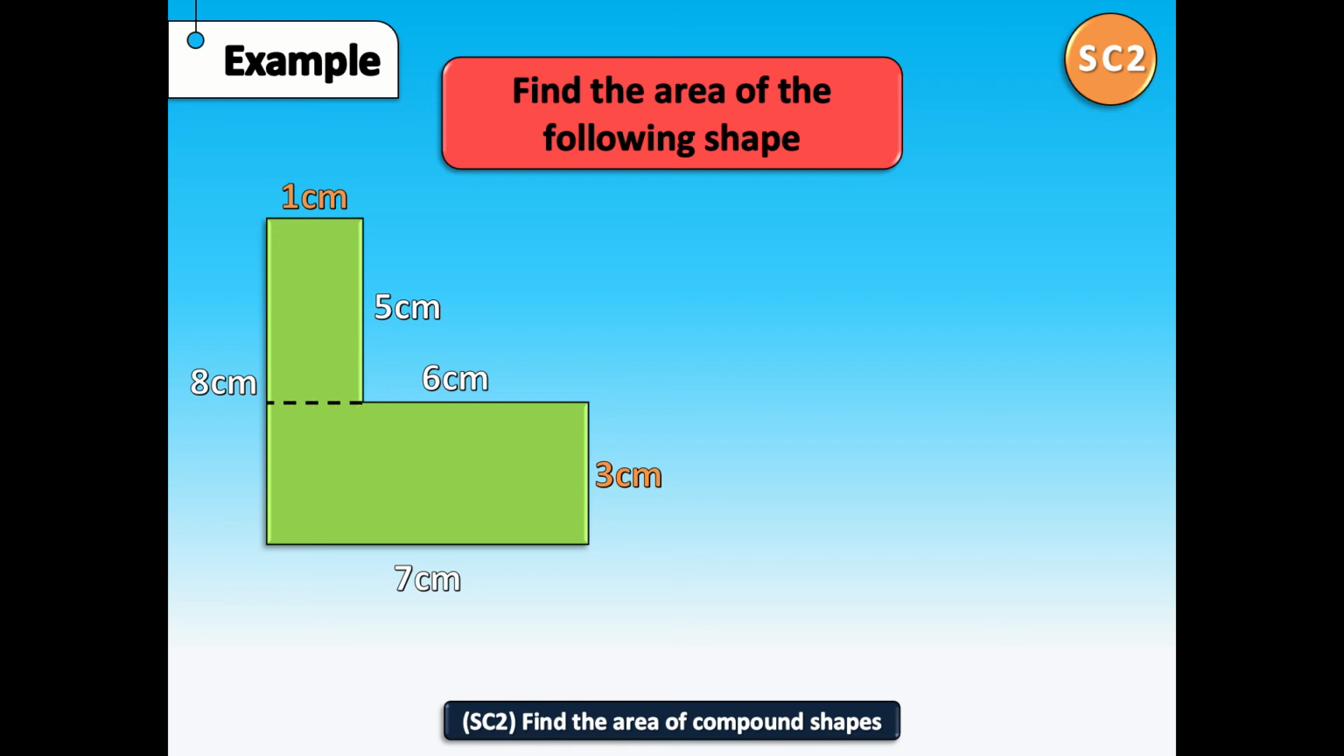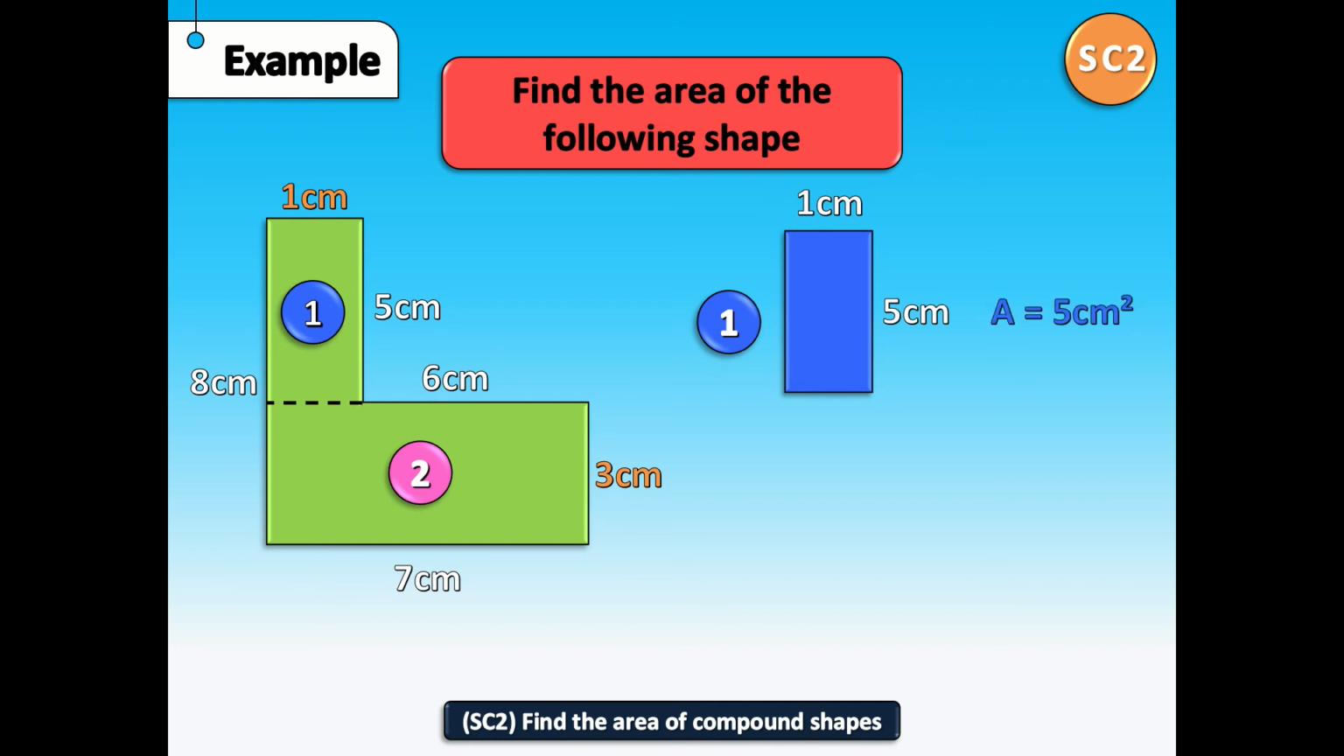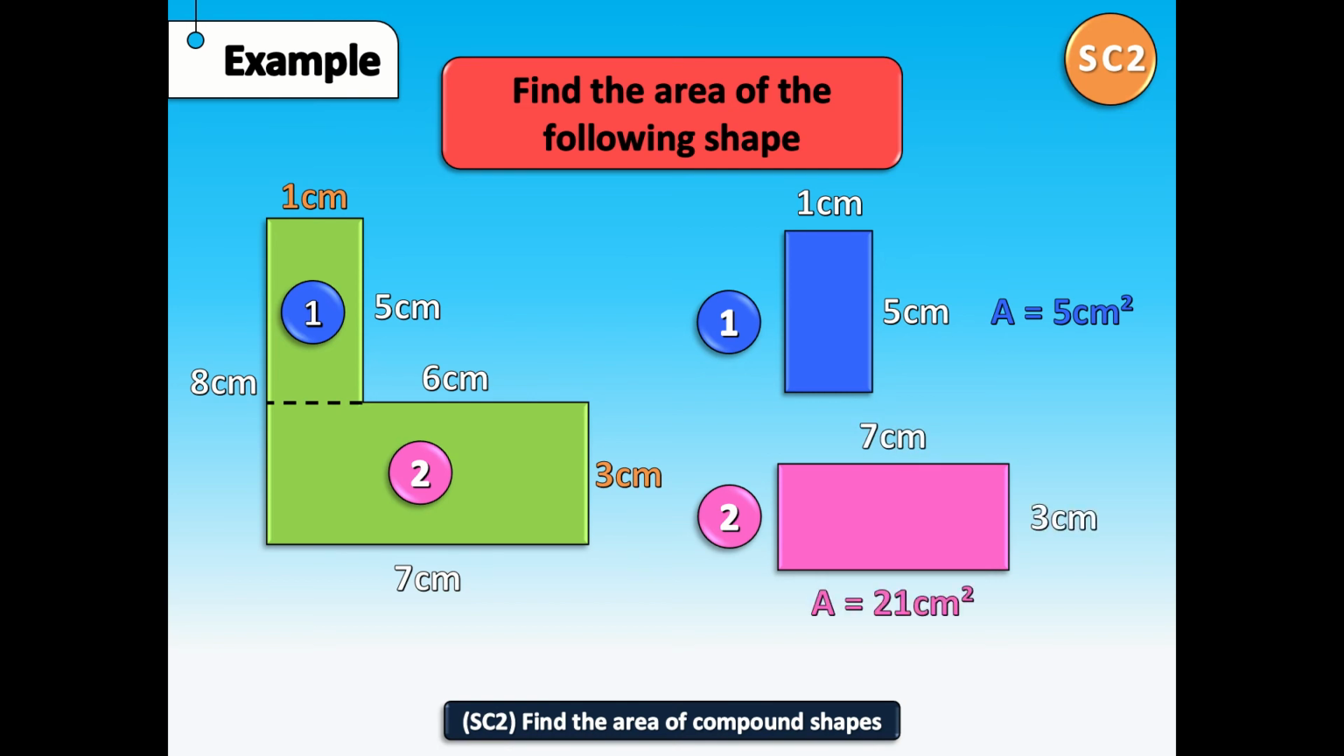Now we can split the shape up into 2 rectangles and find the area of each of these rectangles. So the first rectangle is 1 centimetre by 5 centimetres, so the area is 5 centimetres squared. The second rectangle is 7 centimetres by 3 centimetres, so the area is 21 centimetres squared. That means the total area of the compound shape is 26 centimetres squared.